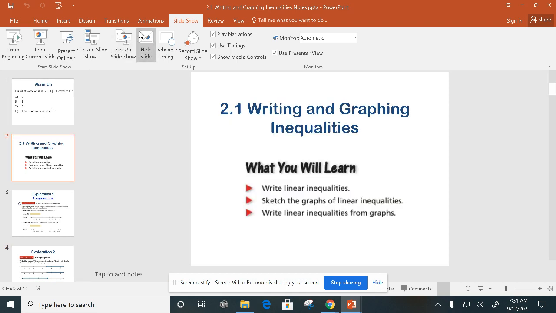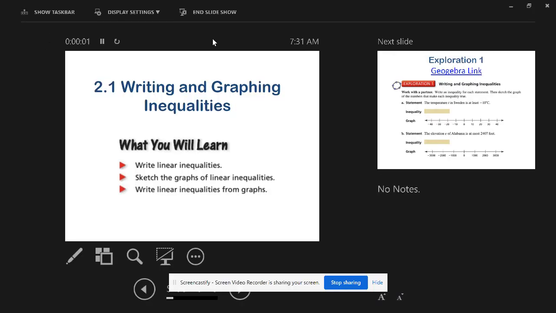All right, guys, welcome to Chapter 2. This is a pretty brief lesson on Section 2.1, which deals with writing and graphing inequalities. So we'll take a look at that. Here we go.